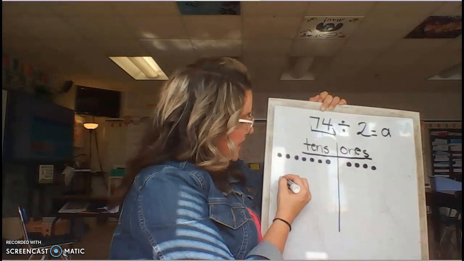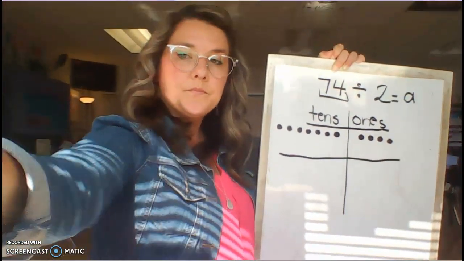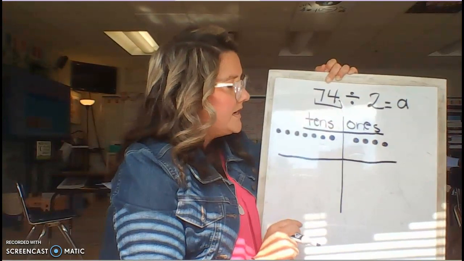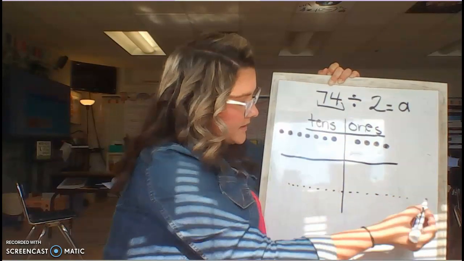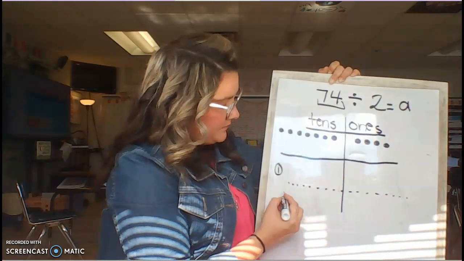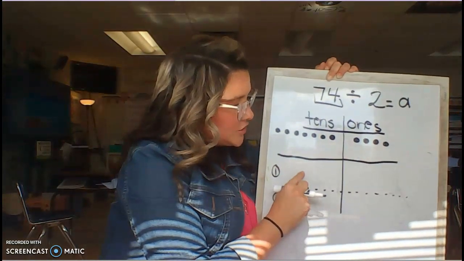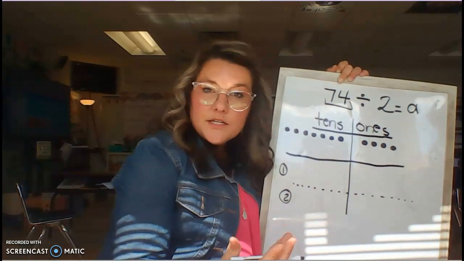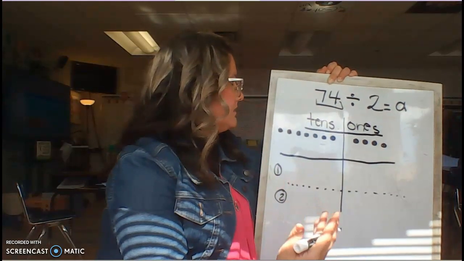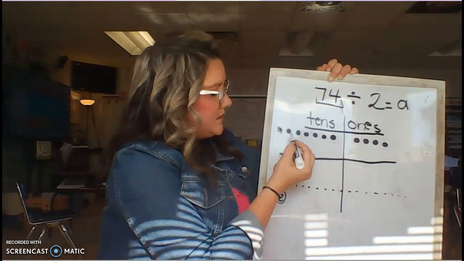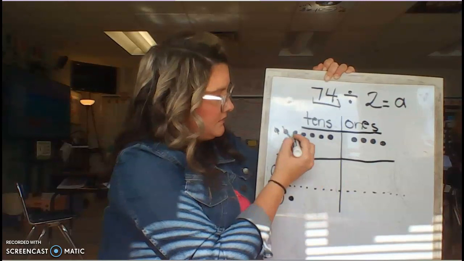Then since that's my total, I'm going to draw my line right here because that's my total. All right, and I'm going to now do just dotted lines to show my number of groups. So here's 1 group, 2 groups. So I'm taking 74 and dividing it into 2 groups. So first things first, I'm going to divide my tens. Okay, I'm going to distribute my tens. I have 1 ten, 1 ten.